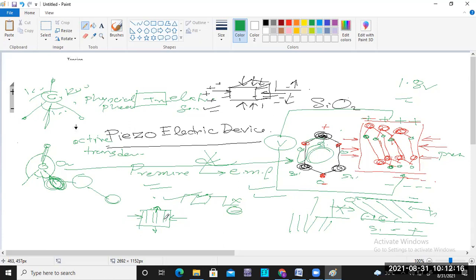Whenever it is in vibration mode, it will provide some ultrasonic sound. This ultrasonic sound is very useful for ultrasonography, measuring the level, and measuring the flow. Ultrasonography has two probes. One is the positive side, one is the negative side.